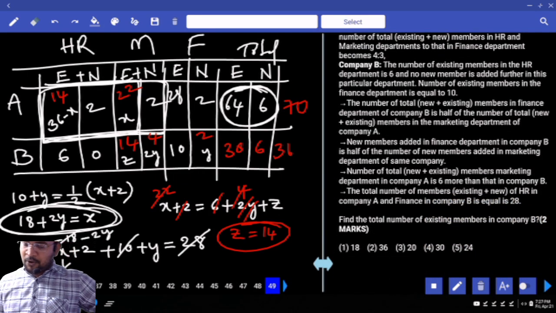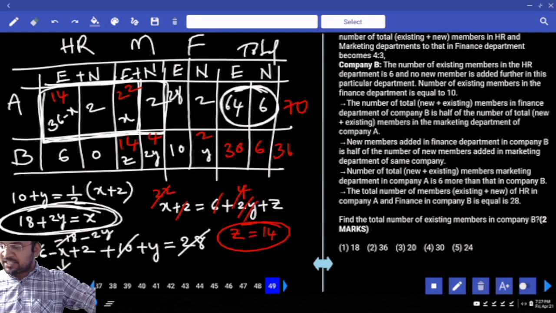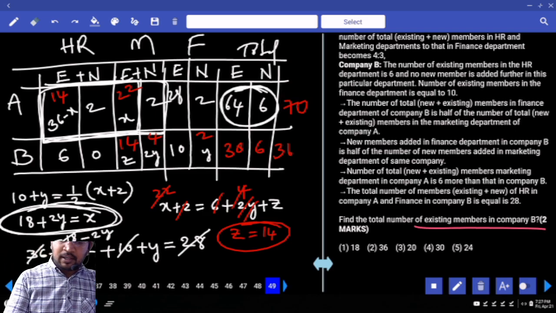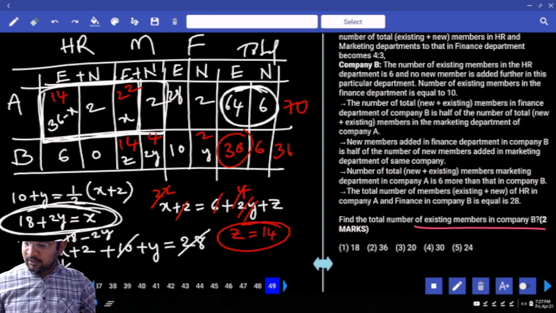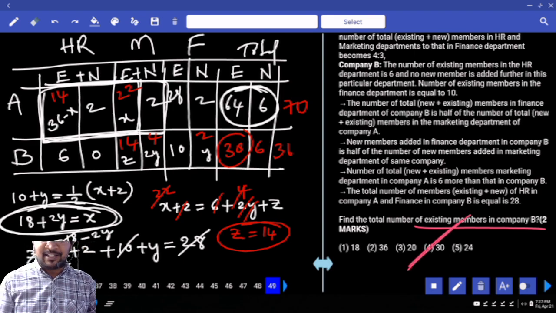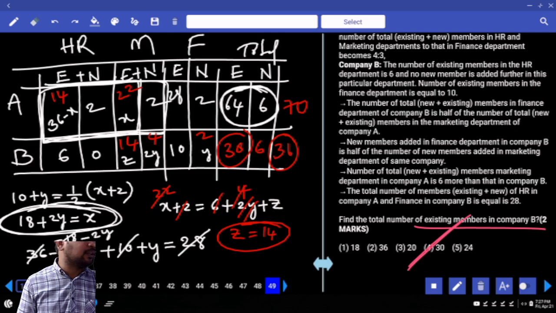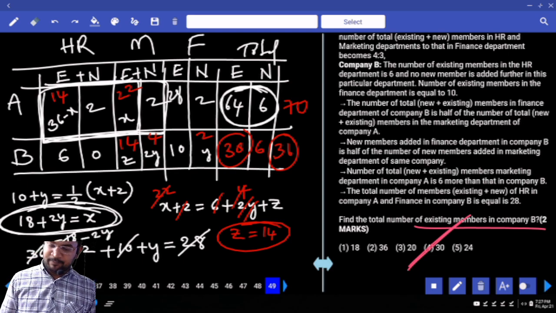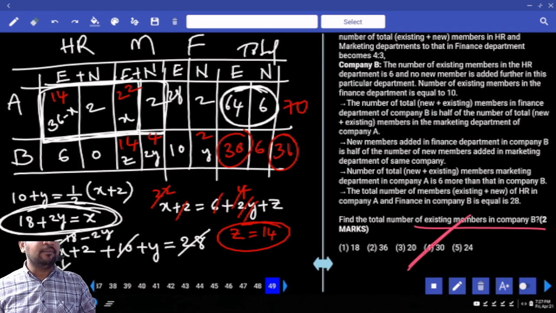See the first question. Find the total number of existing members in company B. Existing members is how much? 30. Don't go for 36. Some people also tick the 36 option. They are asking total existing members of company B, not total employees. Yes or no? 30. Shall I go for the next question?